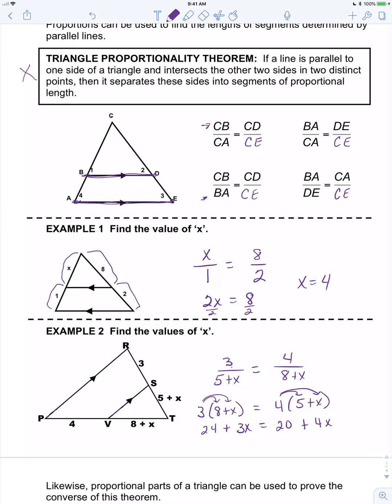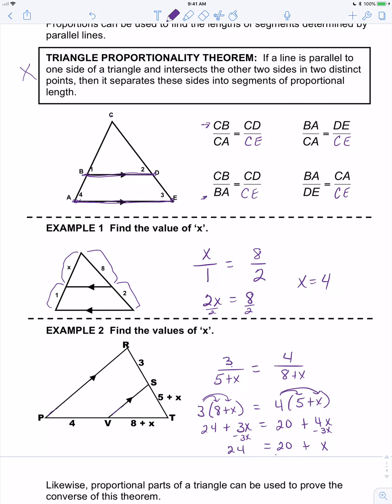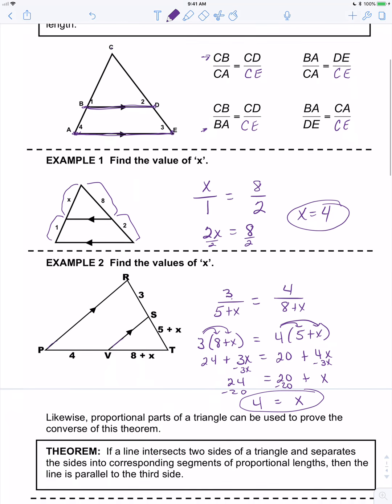All right, and so now all we're going to do is solve for x. So we're going to move that 3x over to the other side. That just leaves us with x plus 20 is equal to 24 is all we have left over there. So we'll just move our 20 over, and that leaves us with x on this side is equal to 4. Final answer. All right, let's do a couple more.